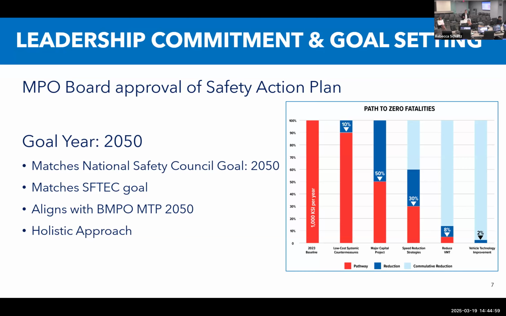And then the goal setting, we have set the goal of the target year of 2050 to achieve 0. This is in line with the goals that are in some other organizations nationally and in this South Florida region. And then this holistic approach, the consultant prepared this graphic on the right, the path to 0, to show that it's a multifaceted approach. It's not just one solution that will get us to 0, but it'll be large-scale capital improvements, some smaller items. I'm trying to read this, reducing VMT, technologies, and speed reduction strategy. So a variety of things will work to get us to reduce our KSIs, killed and serious injuries, down to 0.